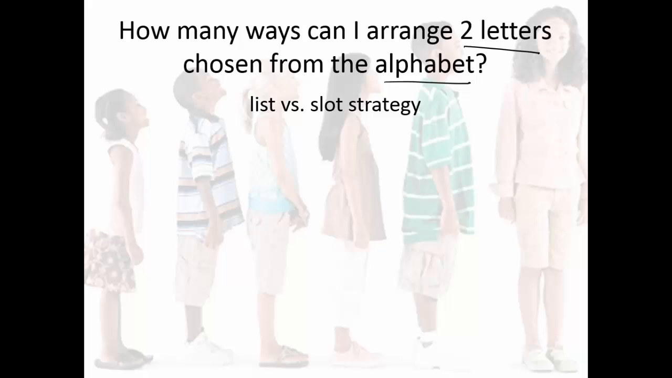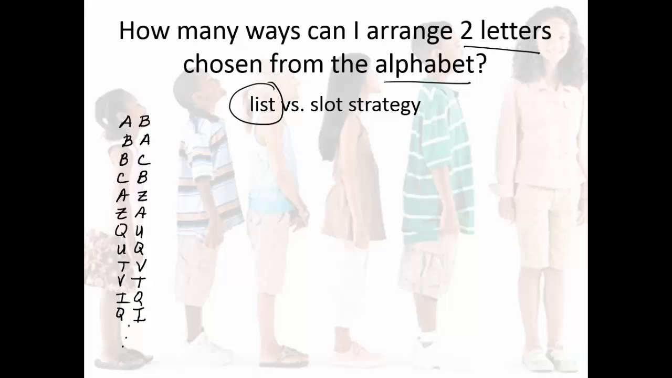So we could start with the list strategy. Okay, obviously I could pick A, B. Those are 2 different arrangements, right? B, C, well that's possible, or C, B. And we could go on this way in my little list, but keep in mind that A, Z is also okay, and that means Z, A is another possibility, and let's see, this kind of starts to look like an infinite list. It's too long for the list strategy to be convenient, so I'm not going to do that. I'm going to use my slot strategy.